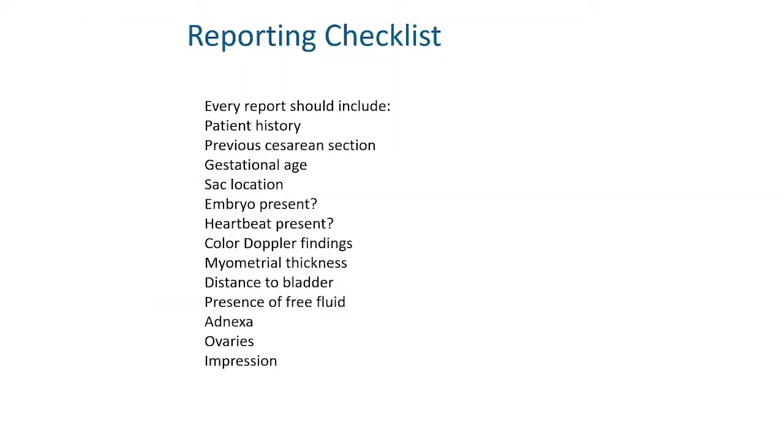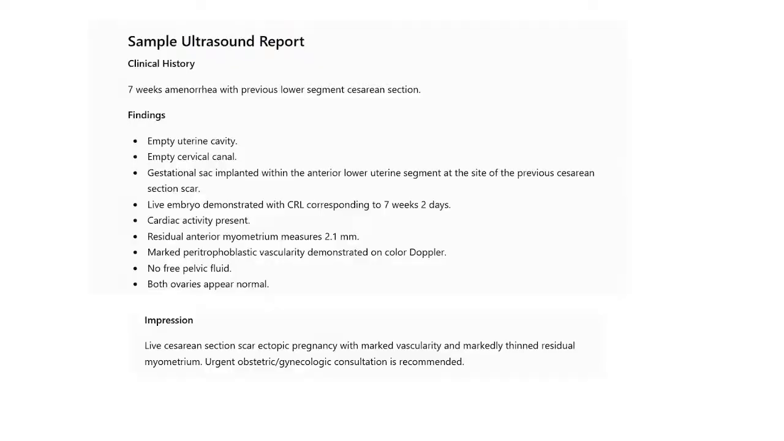So now, this is the reporting checklist. When you are doing the report, every report should include the patient history, the previous cesarean section, the gestational age, sac location, and whether the embryo is present or absent. Then heartbeat, present or absent, color Doppler findings, the myometrial thickness, distance to the bladder, then presence of free fluid, the adnexa, the ovaries, then the final impression.